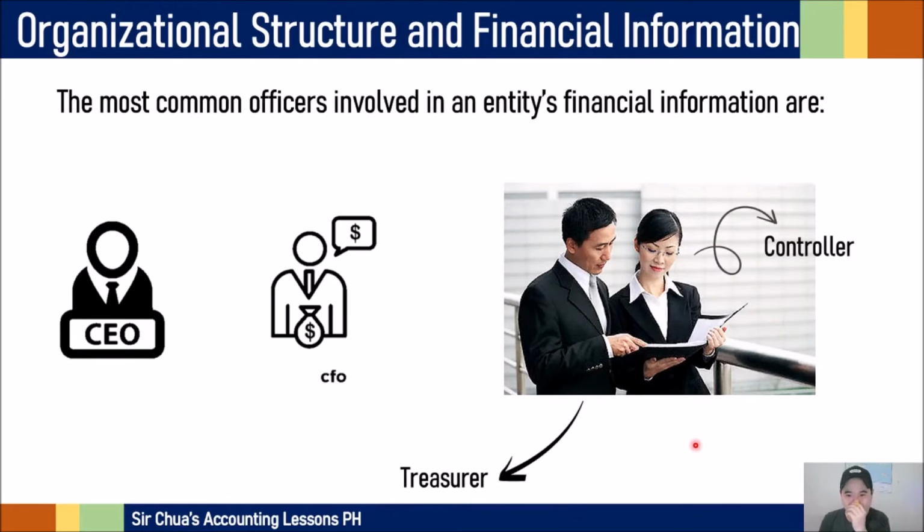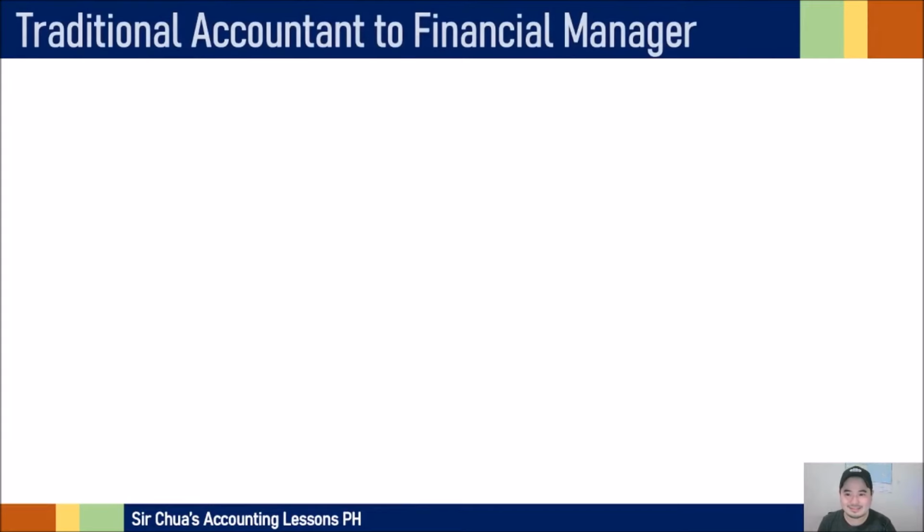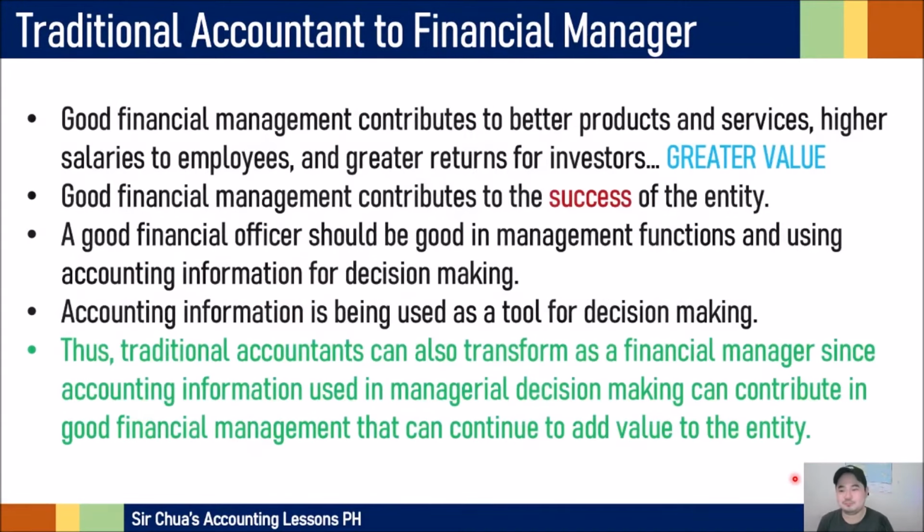So basically, these are the officers involved in the entity's financial information. Okay, now actually, under the CFO is the treasurer and the controller. Let's focus on the functions of a treasurer and controller. What is the difference between the two in the entity? Okay? But before that, let's look first at the traditional accountant to financial manager.